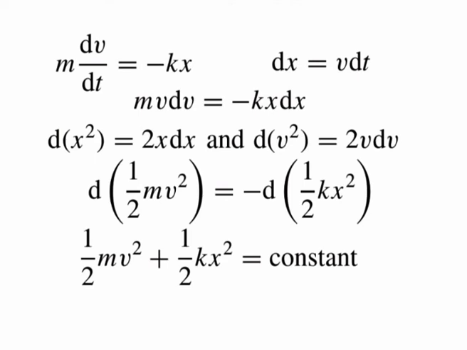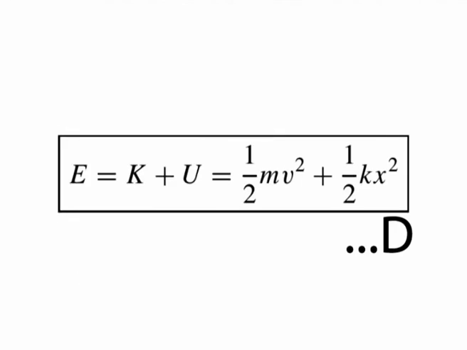The two terms on the left hand side of this equation are just the kinetic energy K and the potential energy U of the oscillator. It follows that the constant on the right hand side is the total energy E of the oscillator. That is, we have derived conservation of energy for this case to be E equal to K plus U, which is equal to half mv square plus half kx square. Equation D enables us to calculate the energy E of the harmonic oscillator for any solution of the oscillator.